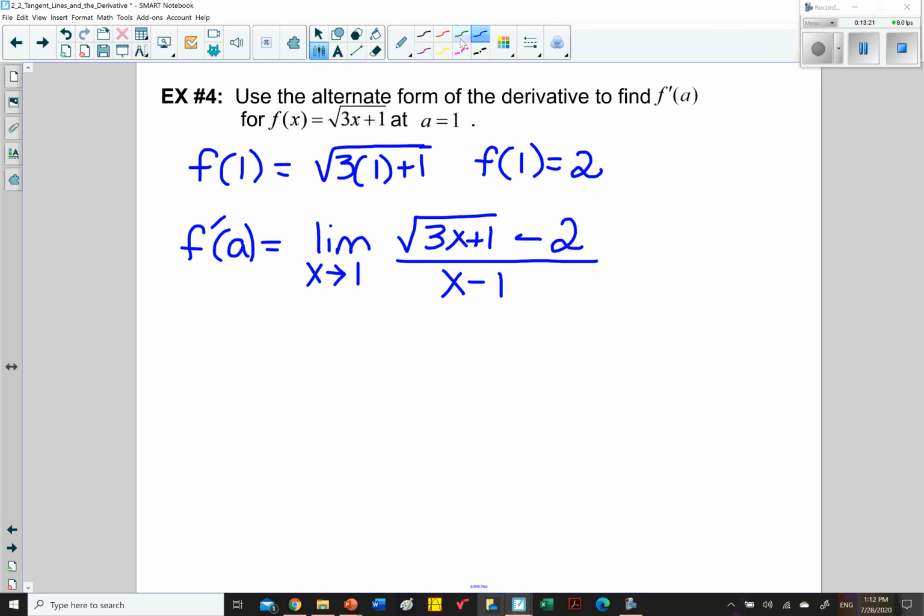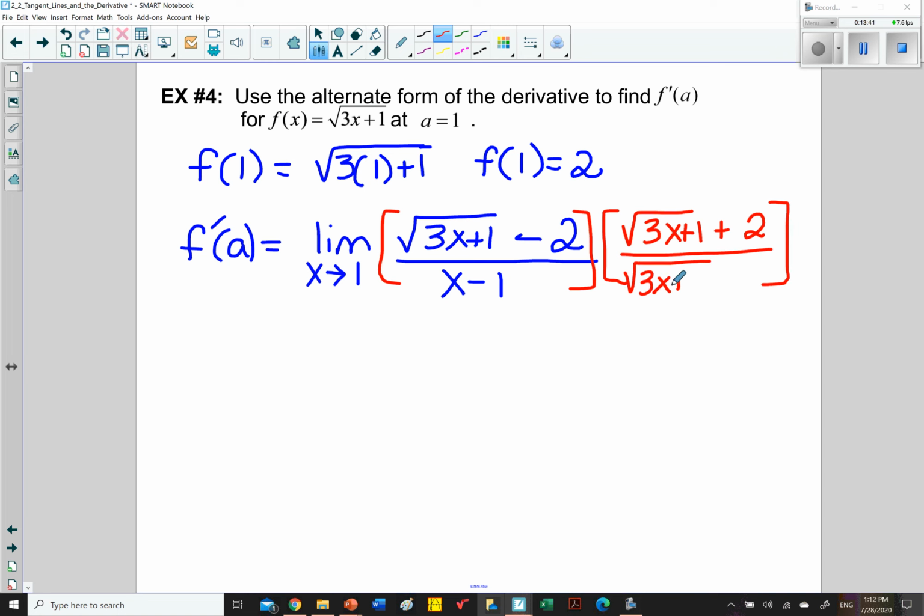Now, in this case, we saw before that we could rationalize the numerator. So if I multiplied the top and the bottom by the quantity radical 3x plus 1 plus 2, then we could eliminate that radical and simplify our expression. So the derivative at a, or at 1, is the limit as x approaches 1. I actually think I want to put 1 here.